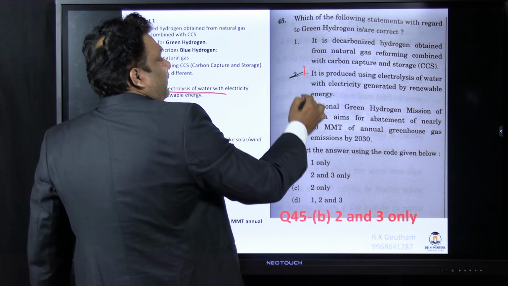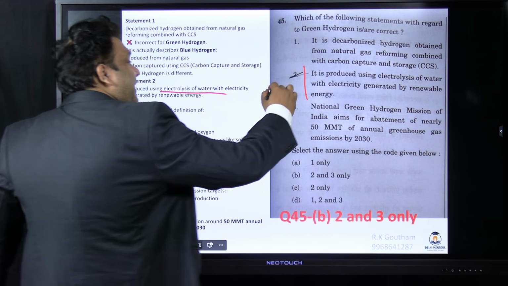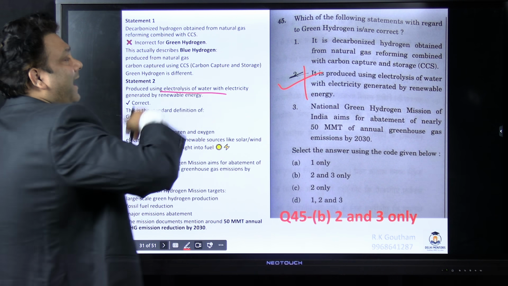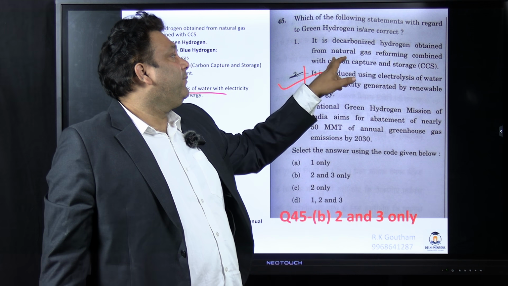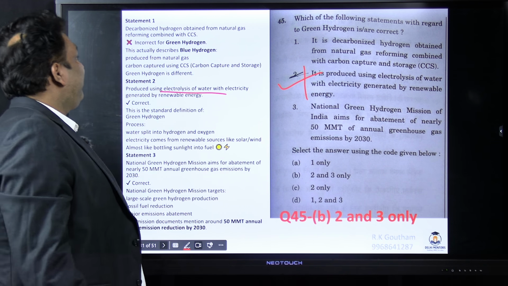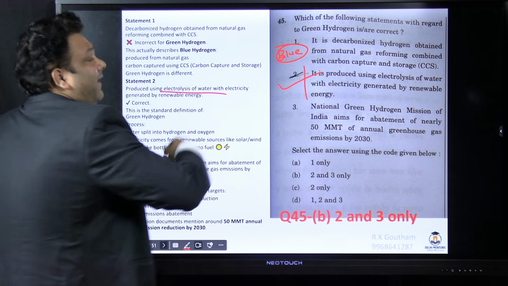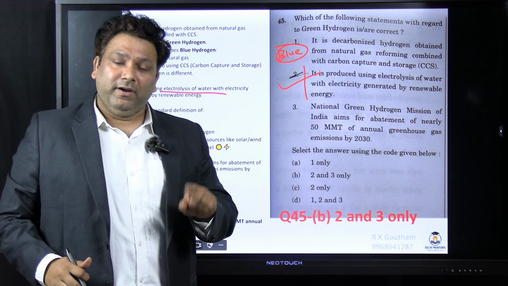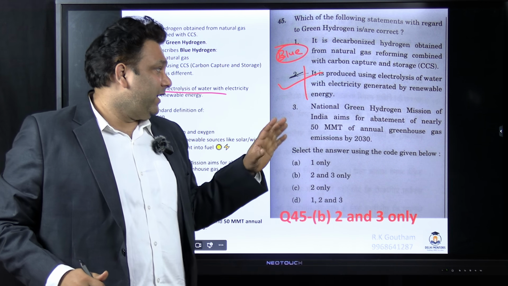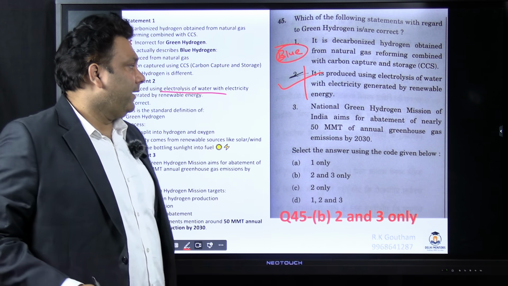The second statement, look here, it is produced using electrolysis of water, which is actually the definition of the green hydrogen. Look at the first statement. It is decarbonized hydrogen obtained by natural gas. In fact, this is the definition of blue hydrogen. In fact, the types of hydrogen have also been discussed in the current affairs. You can watch it on my YouTube channel, I have discussed it. Okay, I'll be putting one more video on what all I have discussed, what has come in the examination.